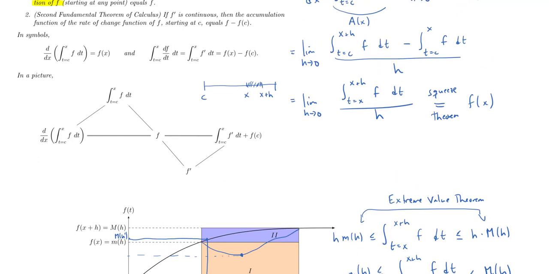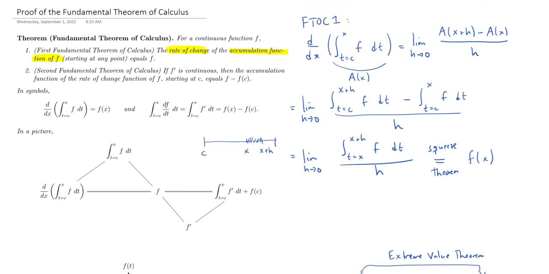So what did we get in the end? We took the derivative of this integral, we turned it into the definition of the derivative, and at the end of the day, we ended up with the original function f, which is what we said we were going to get.